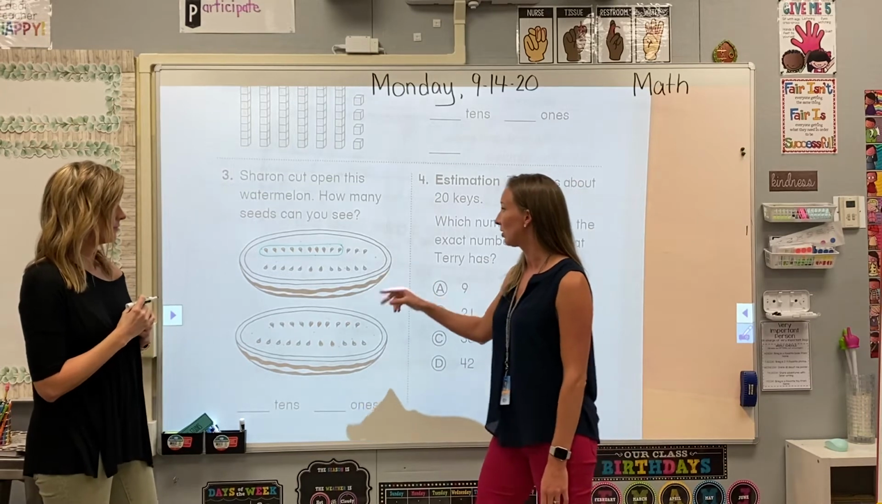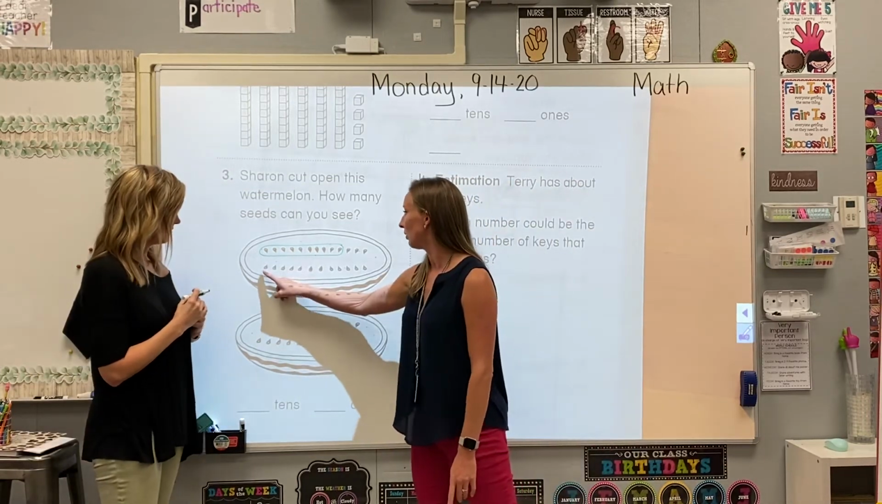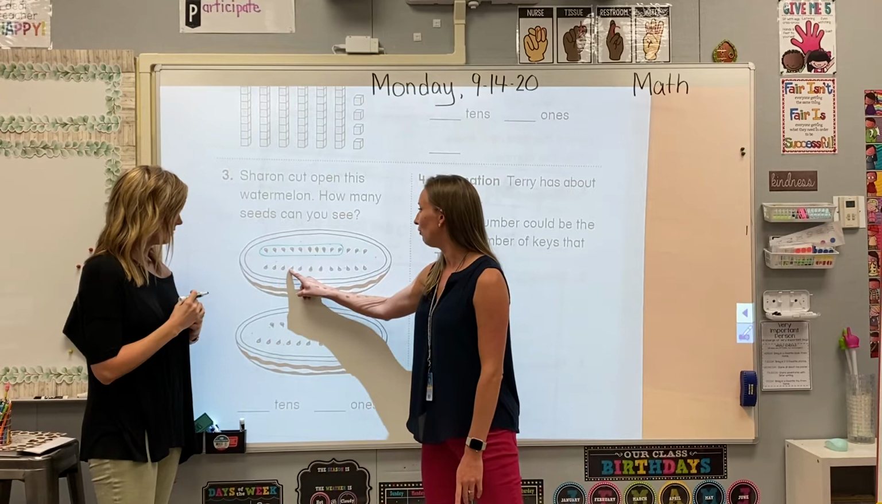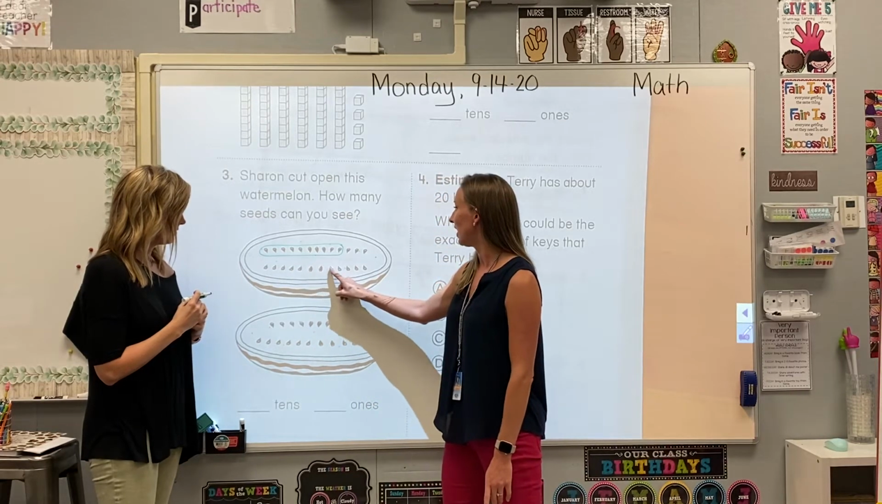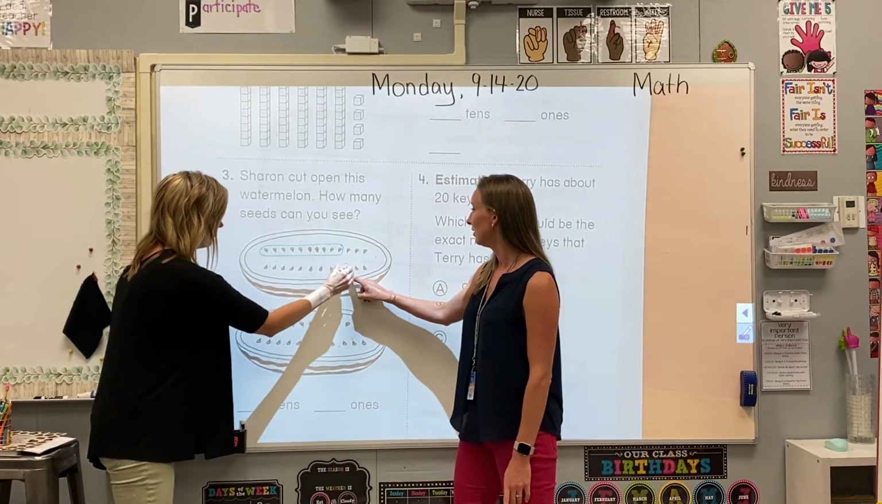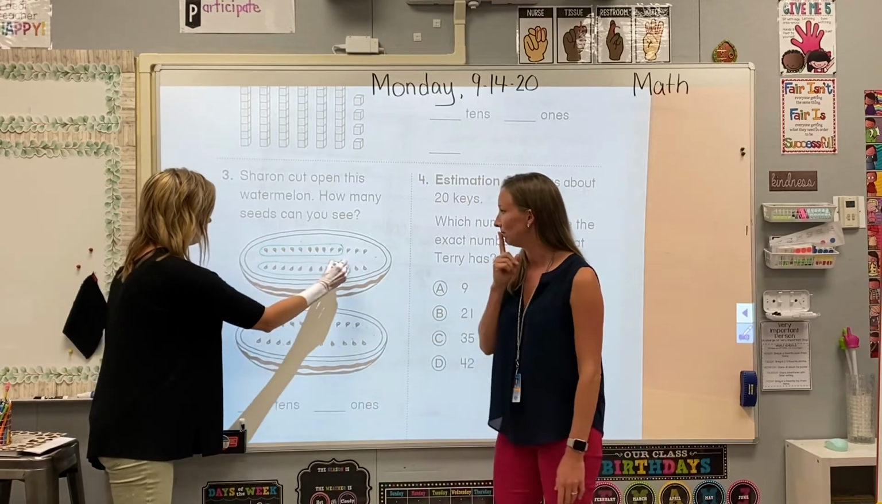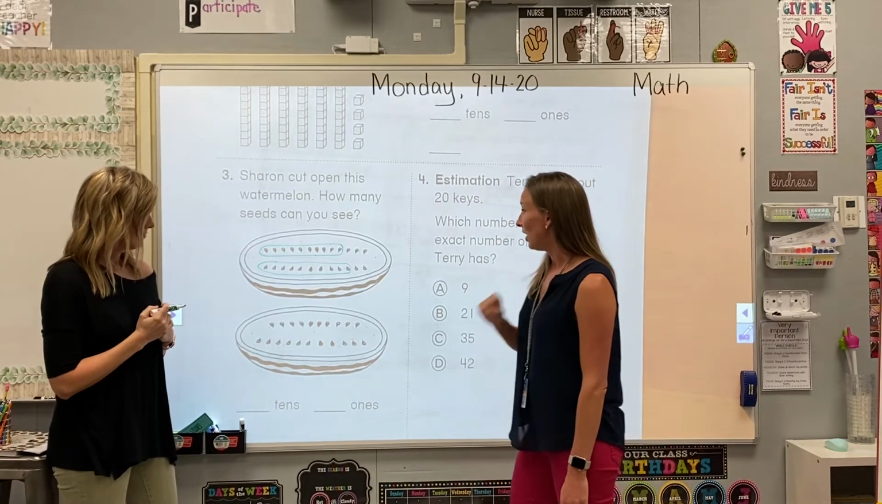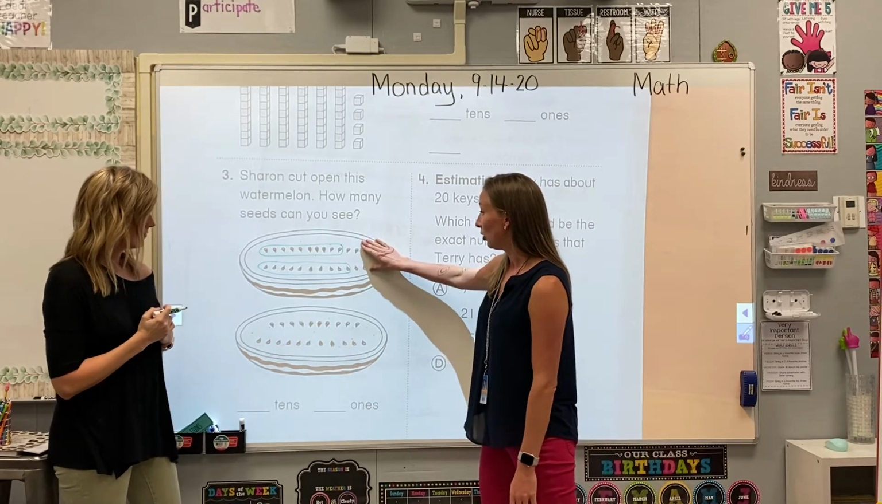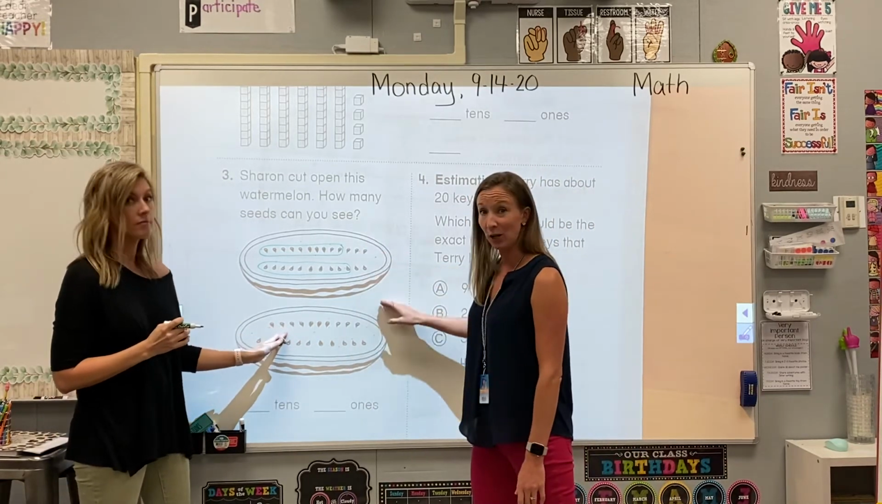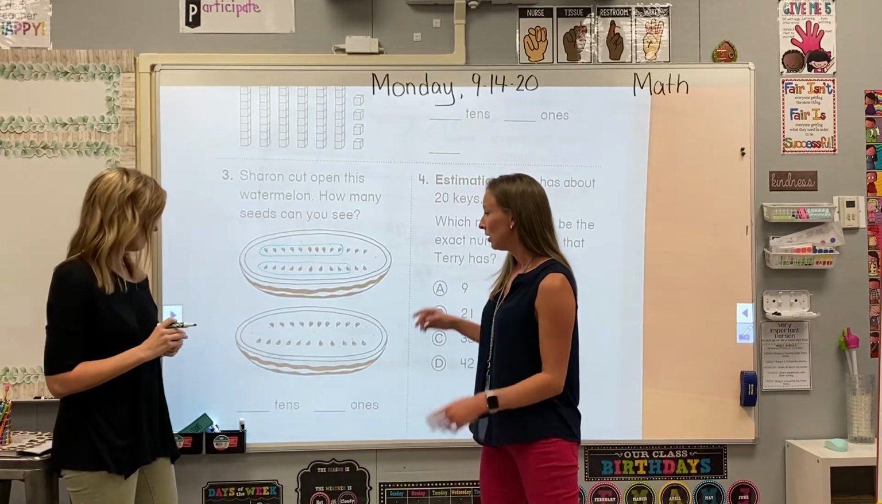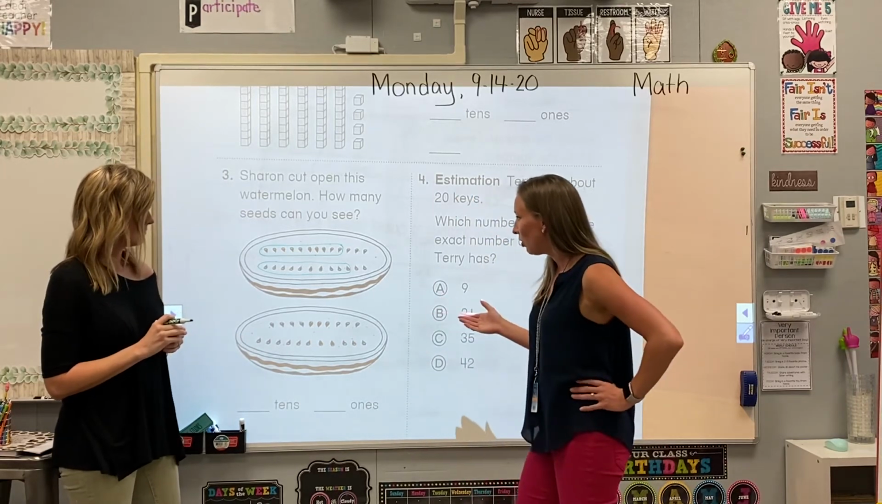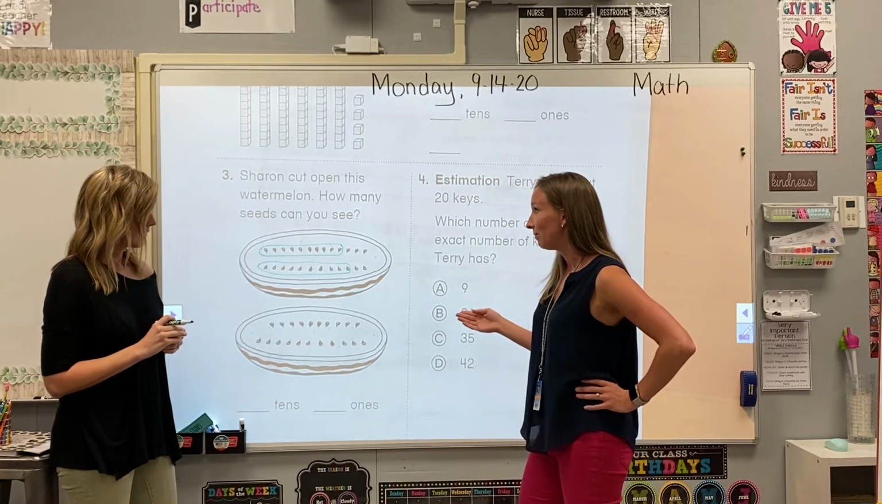Let's see if we can circle another group. We'll just start down here. 1, 2, 3, 4, 5, 6, 7, 8, 9, 10. I've got a few friends left over. Yeah, so not only do we have a few friends left over here, but we actually need to count the entire watermelon all together. So, do you think we should keep going, or should we let them figure it out?